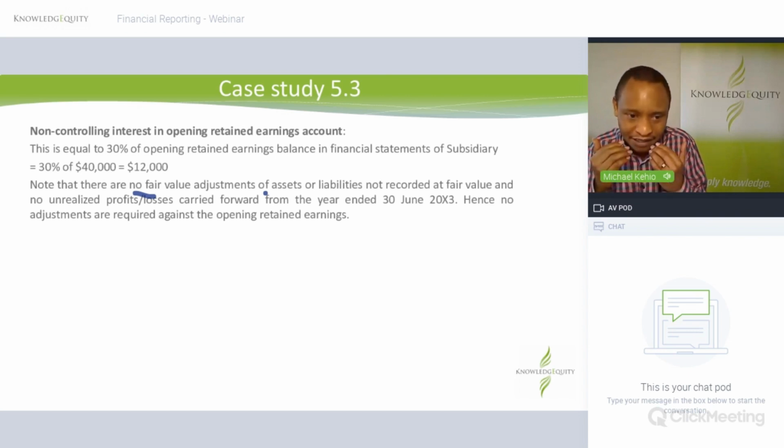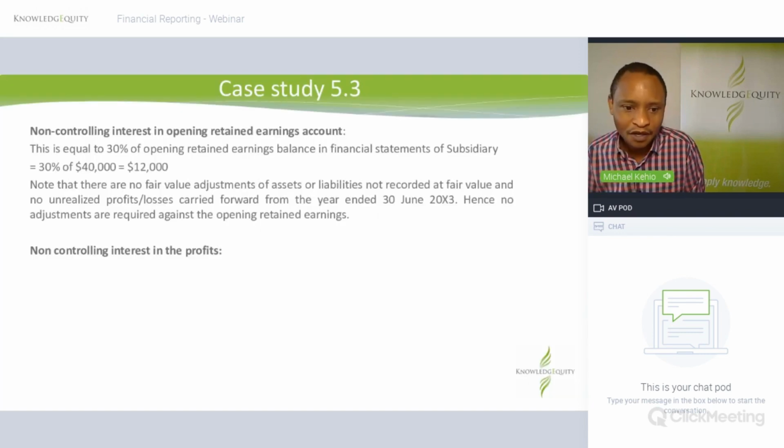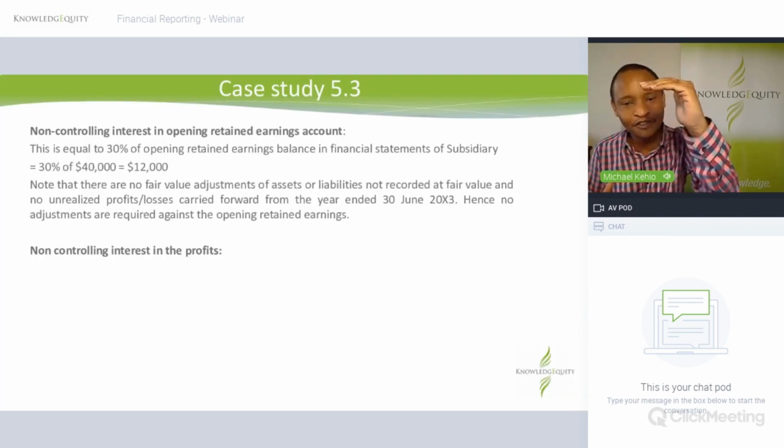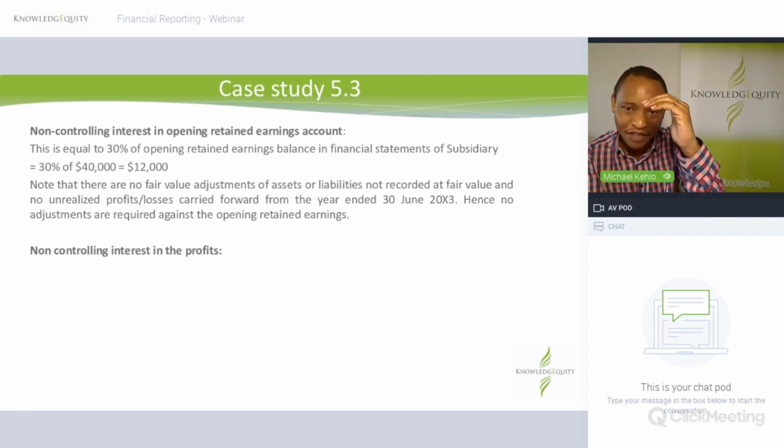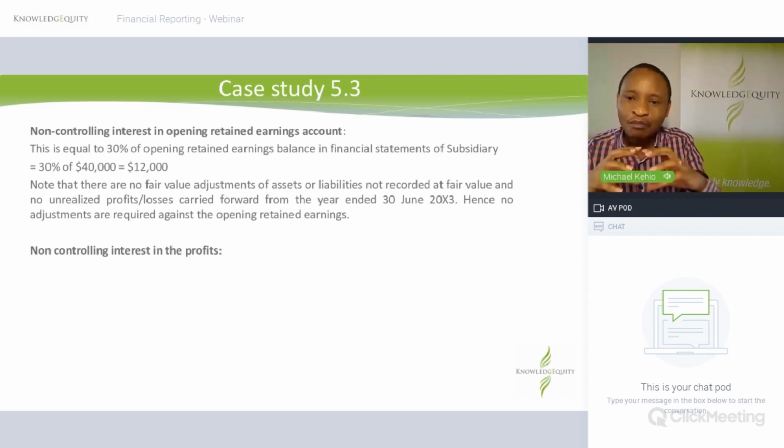So you can just directly apply the 30% on the 40,000. So then what's the next thing when you're looking at the equity section? You have now looked at the opening retained earnings. What's the thing that increases or decreases the earnings of the company? Profit for that year. So we now want to look at profit. What is the portion that is owned by the non-controlling interest?